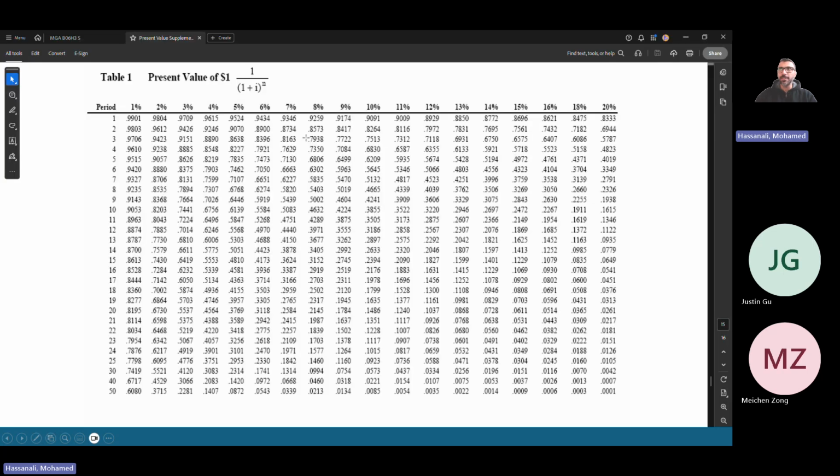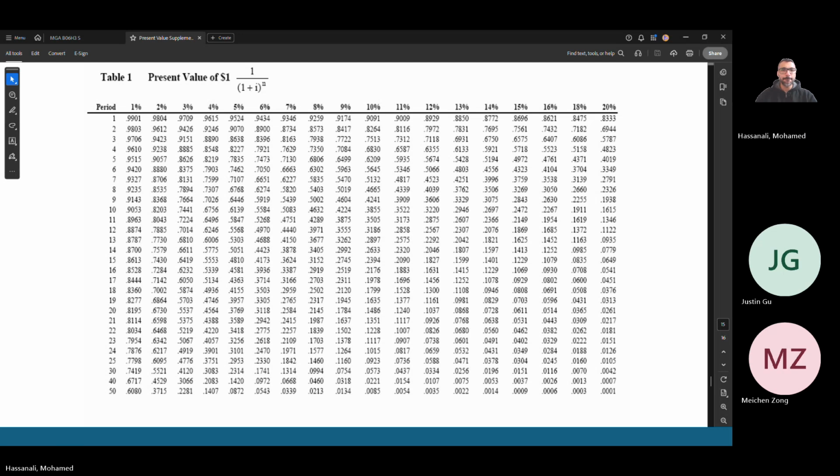I know it's a little bit small, but if you zoom in, what you're looking for is the 6% interest up here, and you're looking for the number of periods, which is 10 periods over here. Okay, now in this case, since it's paying annually, you only need to go to 10 periods. If it pays semi-annually or quarterly, this changes, and I'll give you another example in the subsequent slides.